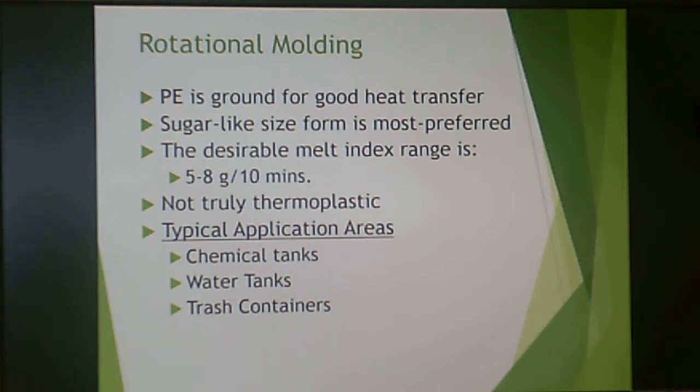Polyethylene is also almost exclusively used for rotomolding. The polyethylene doesn't come in pellets. It is ground up into powder for good heat transfer, sugar-like or smaller in terms of the particle size. You need a relatively narrow melt index range, so 5 to 8. This is not truly thermoplastic. Typically there are additional peroxides added to this to get it to lightly cross-link during processing so that it has better impact properties. And the typical application areas for rotomolding are chemical tanks, water tanks, and trash containers. And these can be huge. So huge that several people can stand inside one of these rotomolded tanks.